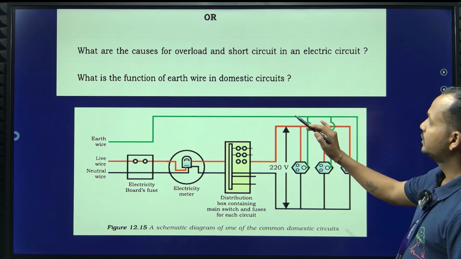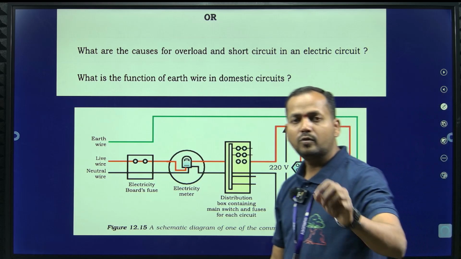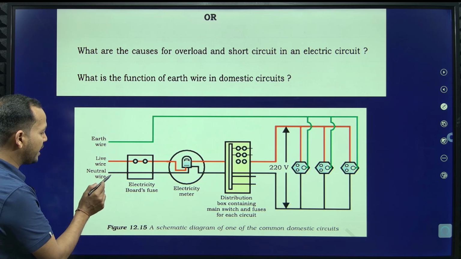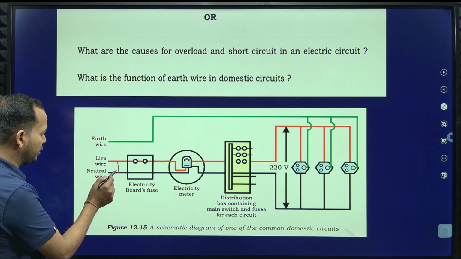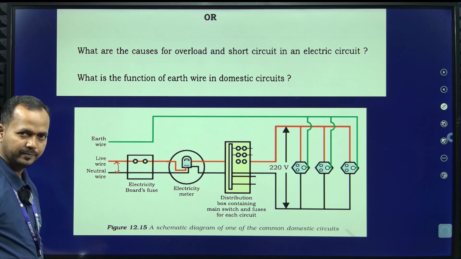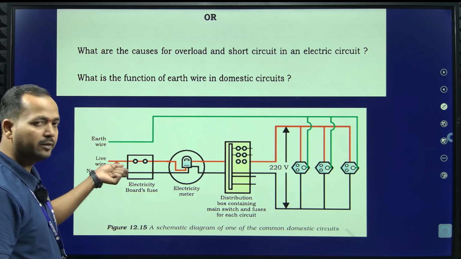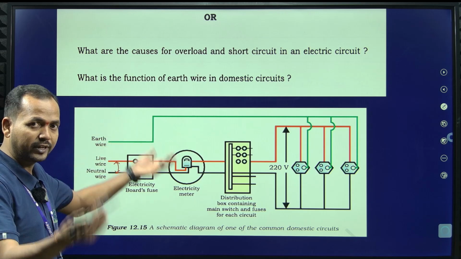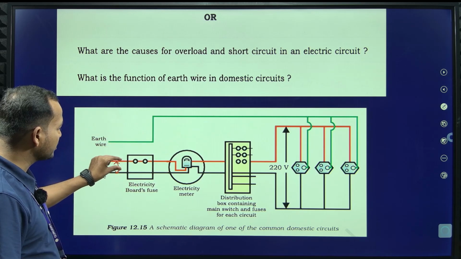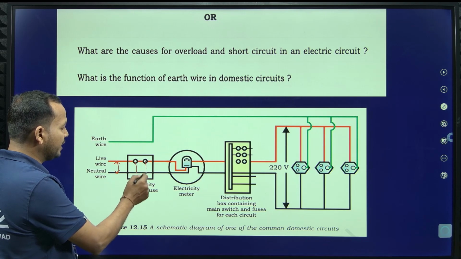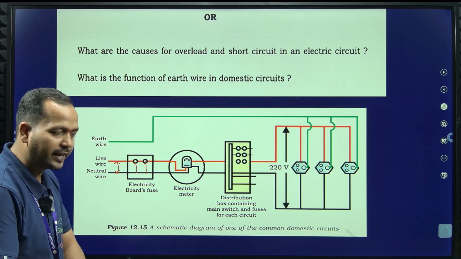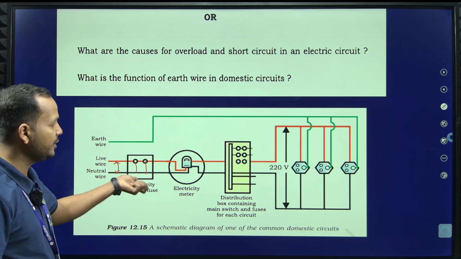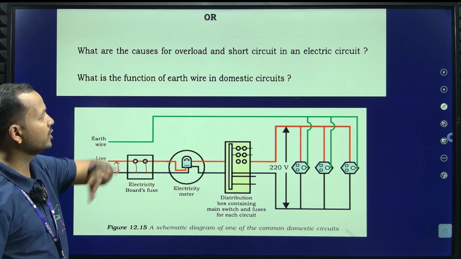This is what causes overload, right? Whenever the live wire comes in contact with the neutral wire, suppose these two wires touch each other, then a short circuit occurs. Or overload, that is, high voltage comes suddenly, and there may be a possibility of these two wires getting in contact. When they both contact, there will be an overload and the circuit will break down, or a short circuit will occur, right? So this is the cause of overload.